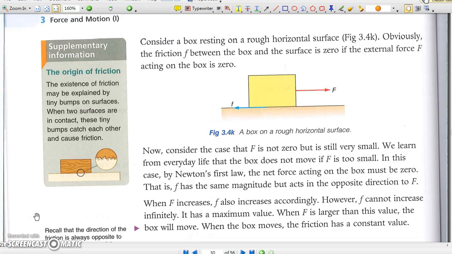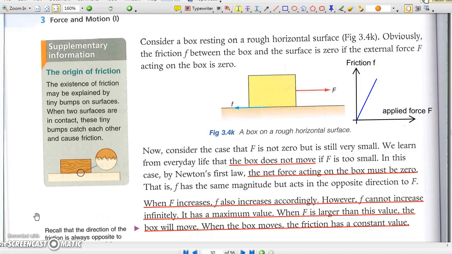When a push is applied to the box on the rough surface, the friction and the applied force are always opposite in direction. They have the same magnitude as far as the box is stationary. Therefore, when a larger push is applied, a larger friction is on the box, trying to keep it still. Until finally, when an even larger push is applied, the maximum friction is reached, and so the applied force is larger than the maximum friction.